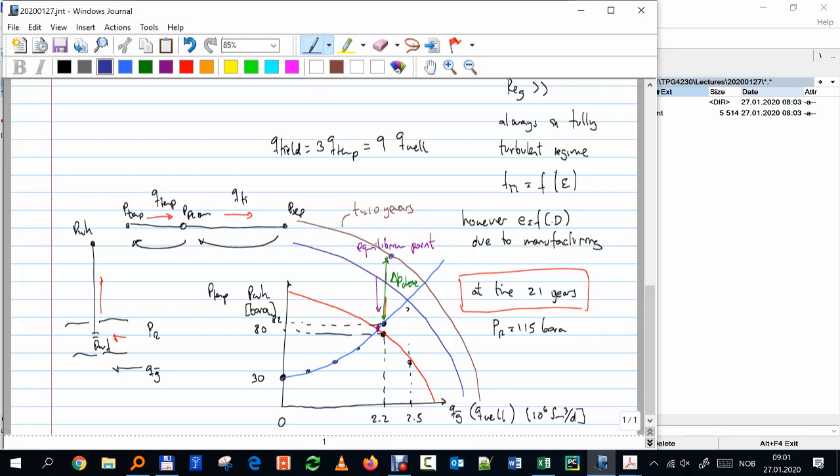Okay, so let's take a break, 15 minutes, and we come back, we try to apply this to our exercise, to calculate the post-plateau decline.